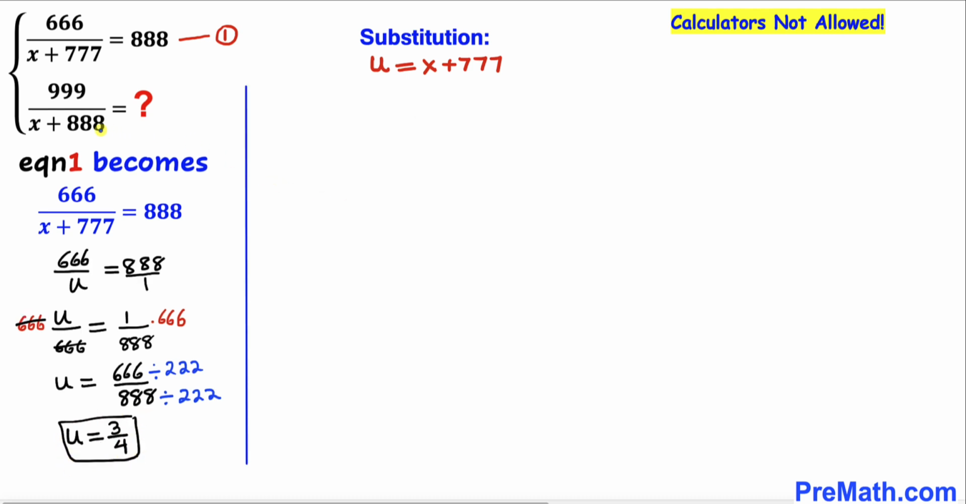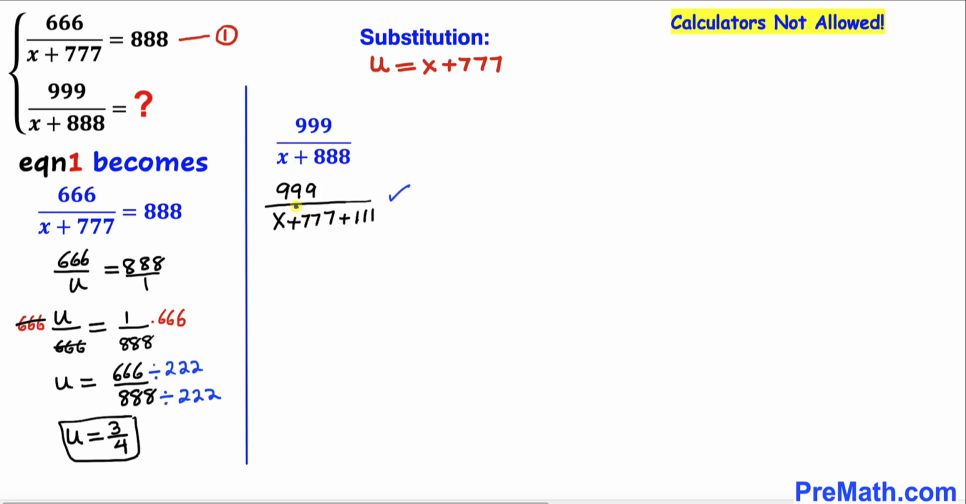And here's our next step. Let's focus on this expression 999 divided by x plus 888. And here I have copied it down. Let me go ahead and manipulate this one. Now we can tweak this: 888 could be written as 777 plus 111, as you can see in this next step.